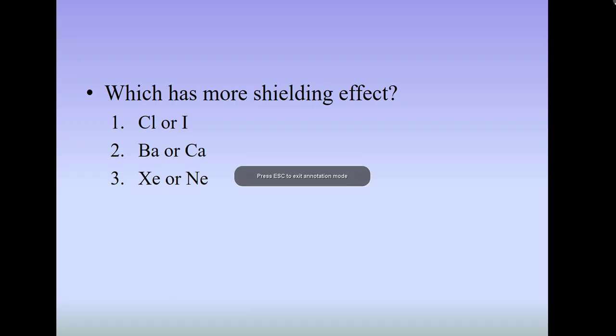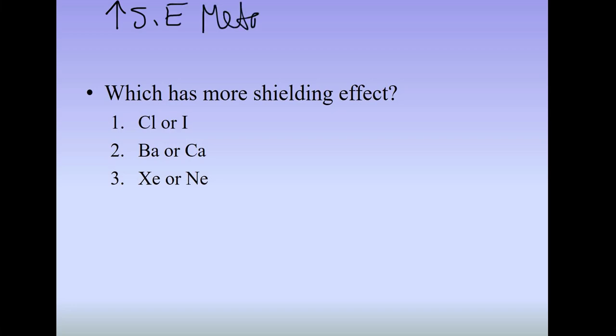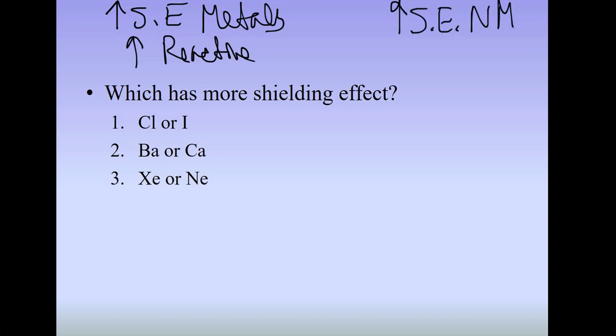Now, some of these are not metals. So I'm looking at the first example here. These are non-metals. And with non-metals, it's a little bit different. The greater the shielding effect with non-metals, the less reactive. So let me write that out. If you have a high shielding effect with metals, then it is more reactive. However, if you have a high shielding effect with nonmetals, then it is less reactive.